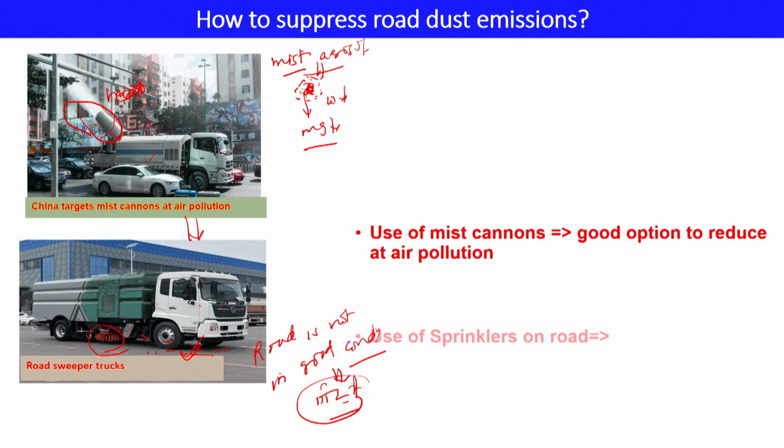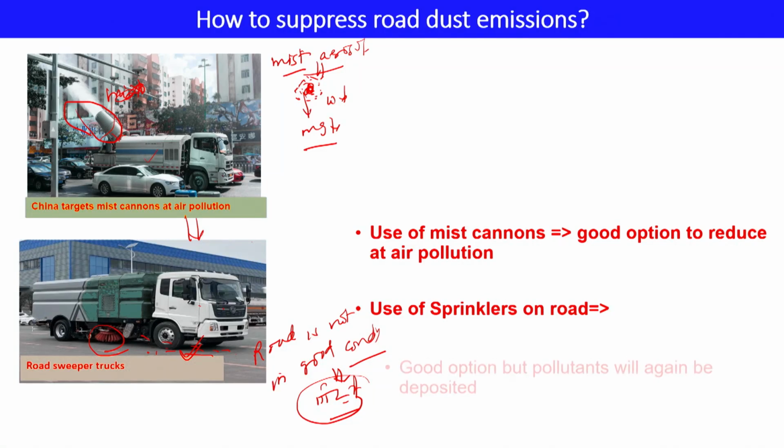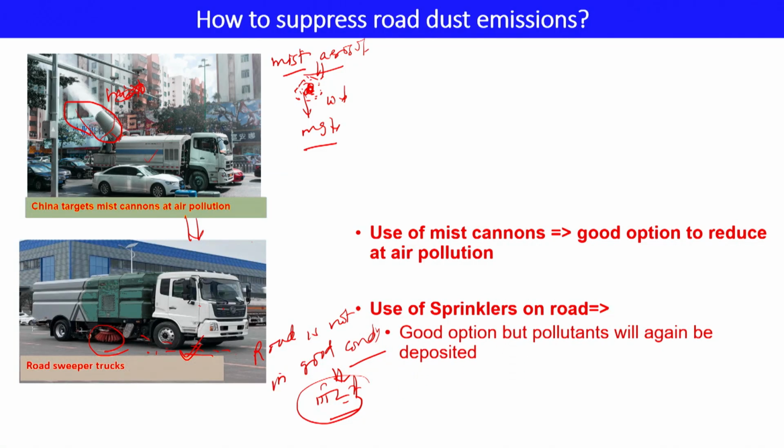Okay. So, the use of mist cannons is a good option to reduce air pollution, and in India we have also come up with sprinklers on the road. What will your sprinklers do? This is a good option. Sprinklers can be a good option, but they will remove the particles or the pollution for a very short period of time. They will not remove the pollutants from the urban atmosphere.